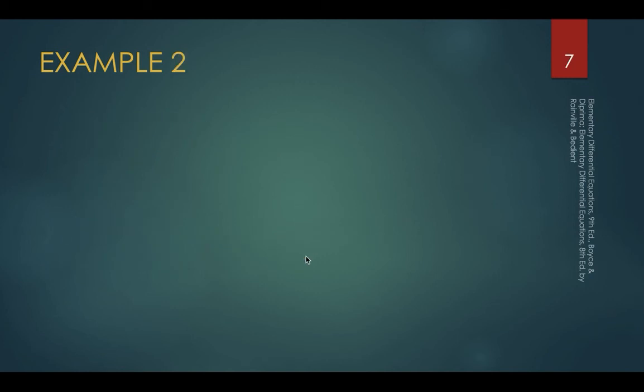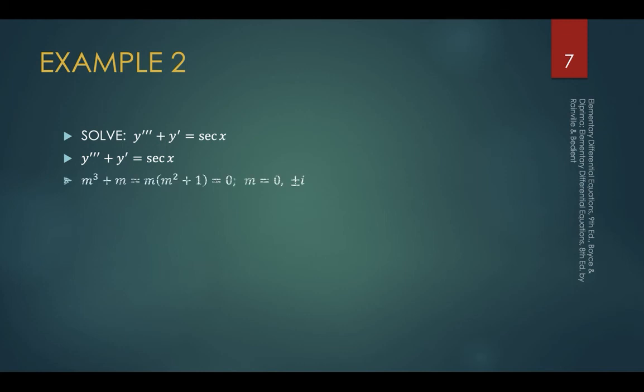Let's solve a third order differential equation. So let's see what will happen here. Okay, your auxiliary equation is m cubed plus m. Okay, so factor out m here. This gives you m times m squared plus 1. M, the root is 0.